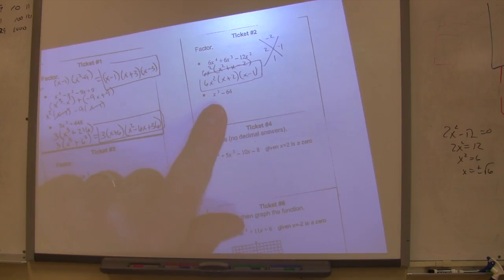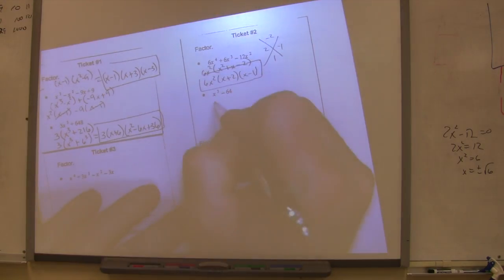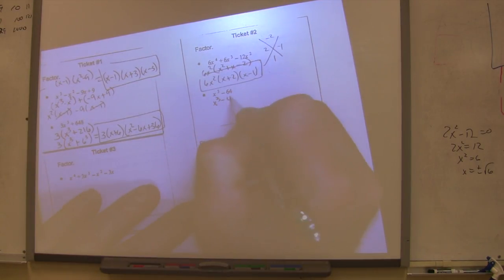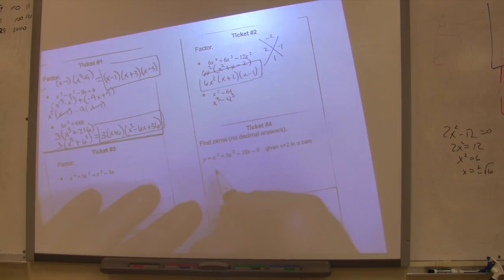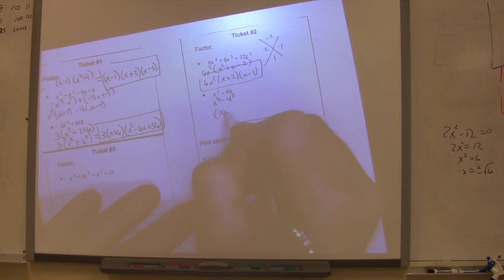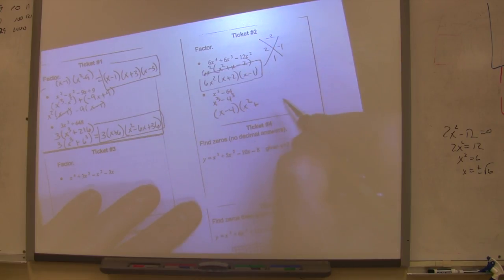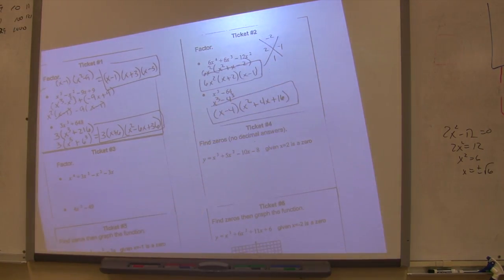The next one, again, it's a cube, so we want to check the cubes. In this case, if we check your list, I can write 64 as 4 cubed. And so in this case, our a is x and our b is 4. And so it's x minus 4. And then x squared, and then plus a times b, which in this case would be 4x, plus b squared, which would be 16. And we have that factored.